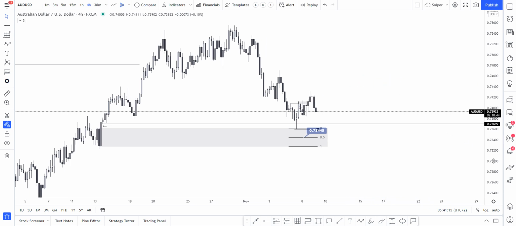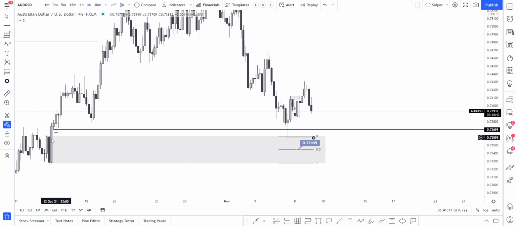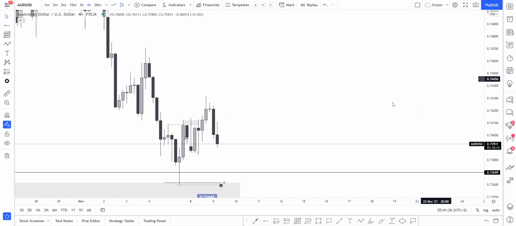So let's just start from a higher time frame view. This was the area that I was looking for price to reach deeper into, the 0.73445, but then we start with a deeper pullback, and we can clearly see why.